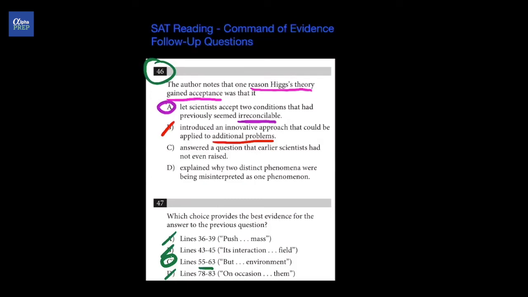C, answered a question that earlier scientists had not even raised. Again, this just isn't mentioned, answering a question that earlier scientists hadn't raised. So we can eliminate choice C, and D, explain why two distinct phenomena were being misinterpreted as one phenomenon. So the idea that something has been misinterpreted, again, it's just not mentioned. So we can eliminate D, and A is our answer.